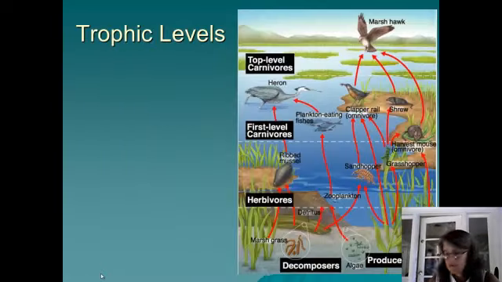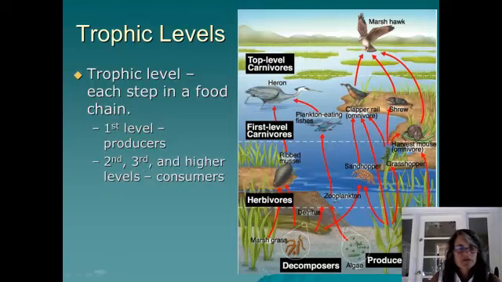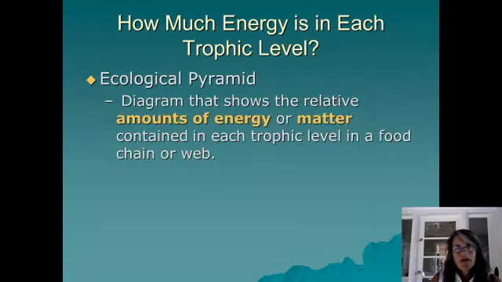Now, trophic levels. Trophic levels are steps in a food chain. That's how you kind of need to think of them. So at the base, you would have the producers. At the next level, the herbivores, and so on. Okay, so the first level we have producers. The second, third, and higher levels are going to be consumers. So the first trophic level is the producers. Second, third, and higher would all be consumers. Okay, now what we want to get to is how much energy is in each trophic level.